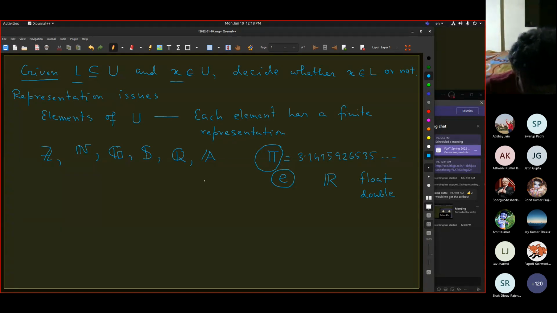Second thing is that this finite thing is important. I would say that every such finite representation, or maybe I would just say finite, can be encoded as a string over some alphabet.